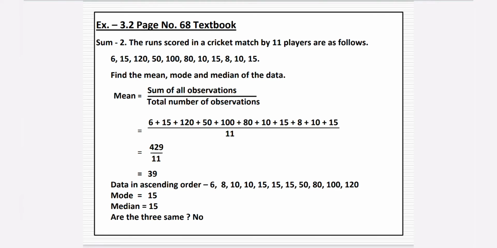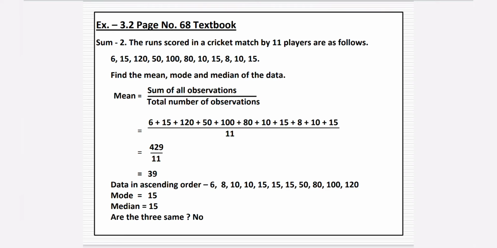Now mode. Mode means what? Yes, the observation which occurs the maximum number of times. So which observation is coming and how many times? Yes, 15 comes 3 times. So what is the mode of the data? 15. Perfect.